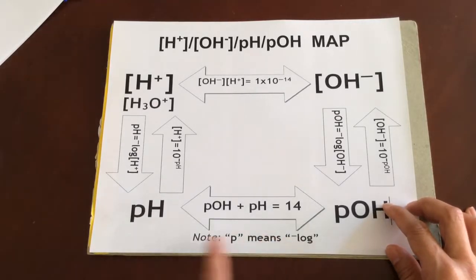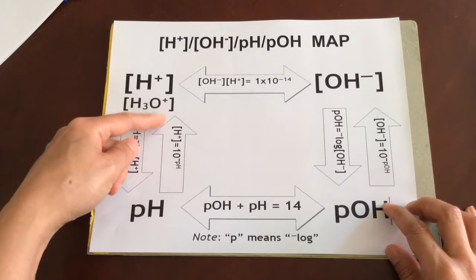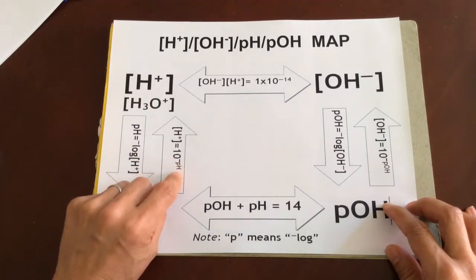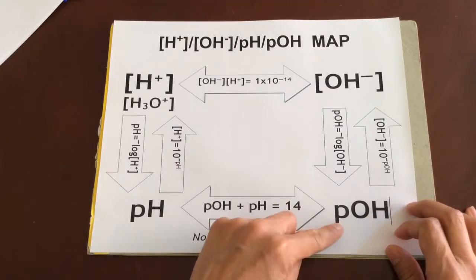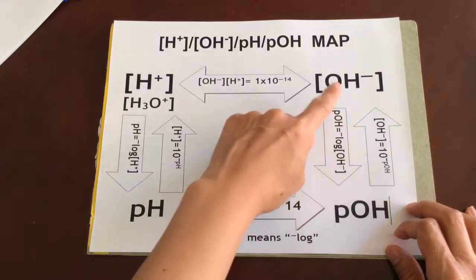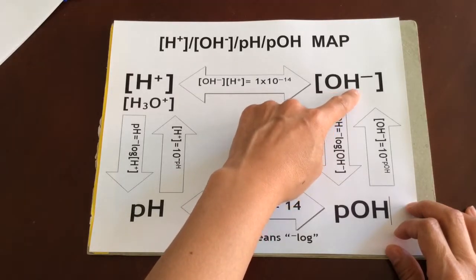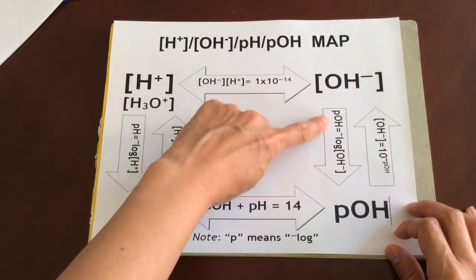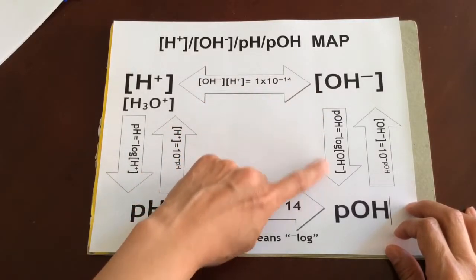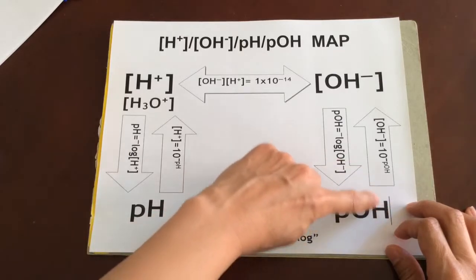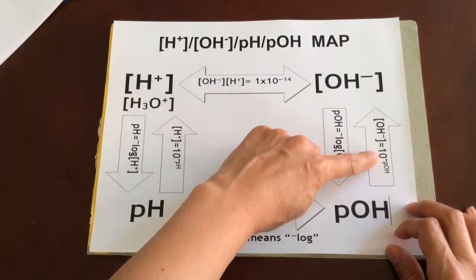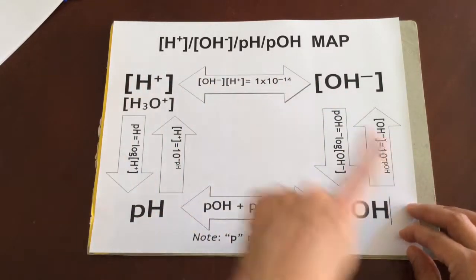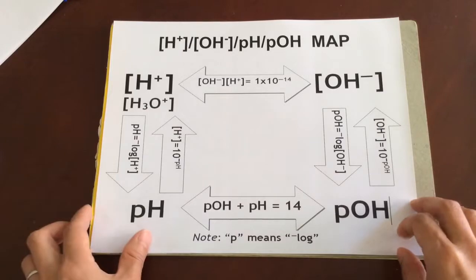If you want to go the opposite direction, you have to do what is called the inverse log. And so that's why it's 10 to the negative pH. Likewise, over here, if you want to go from the OH minus concentration to pOH, you're going downward. So that means you're using pOH equals negative log of the OH concentration. If you're going the reverse way, you're going to have to take the inverse log, so 10 to the negative pOH. So this is a really great map to maneuver through your calculations.